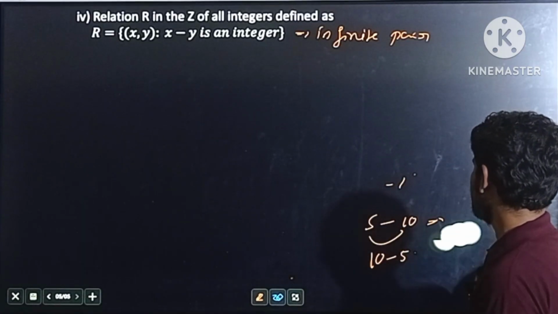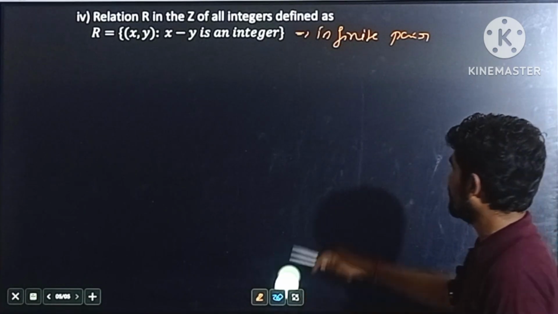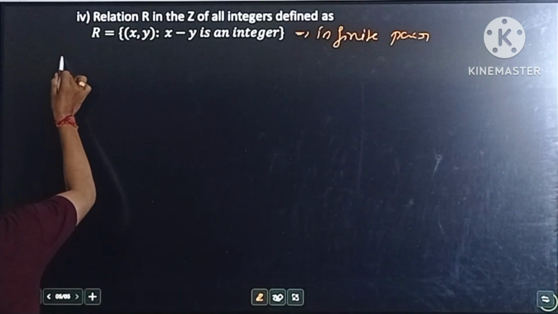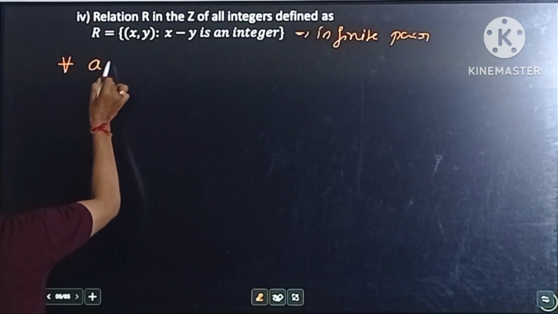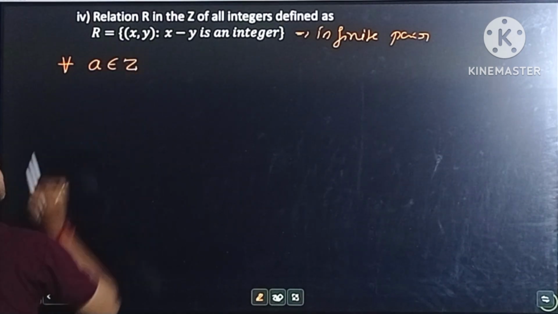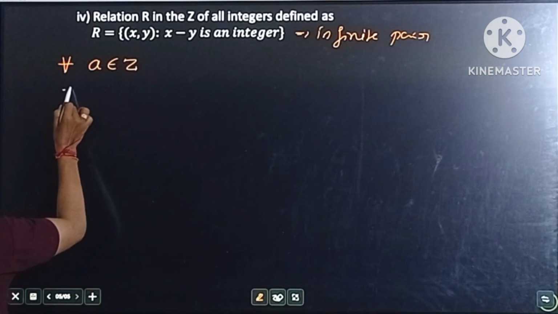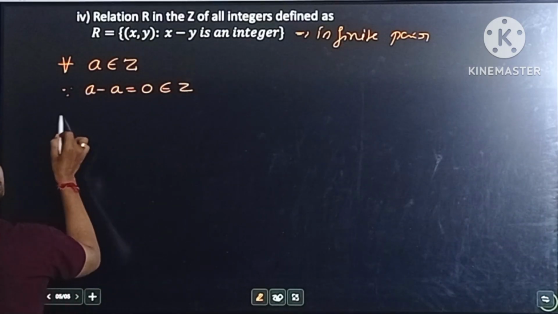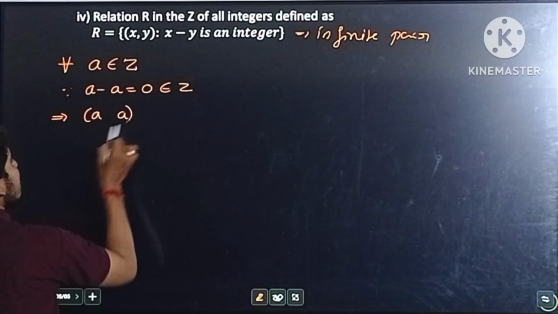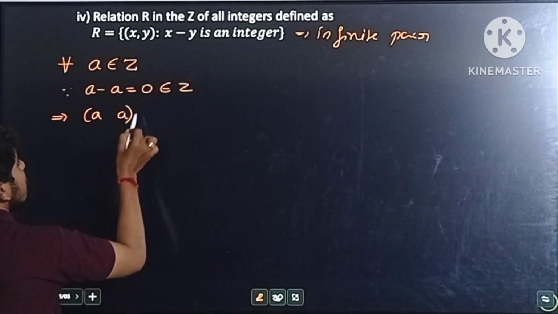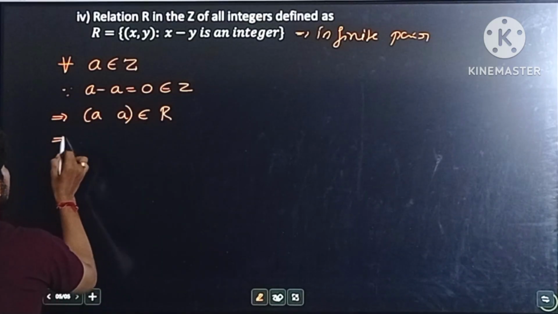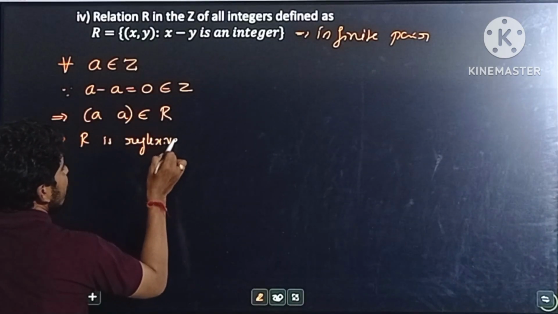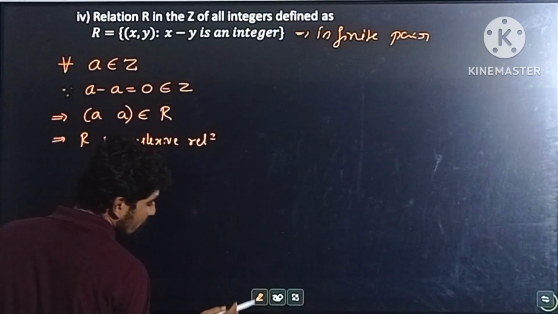This relation R is reflexive, symmetric and transitive. So therefore we may write: for all elements belonging to the defined set of integers, since a minus a equals 0, and 0 is an integer, every element in the set is related to itself. It means R is a reflexive relation. I hope all of you understood.